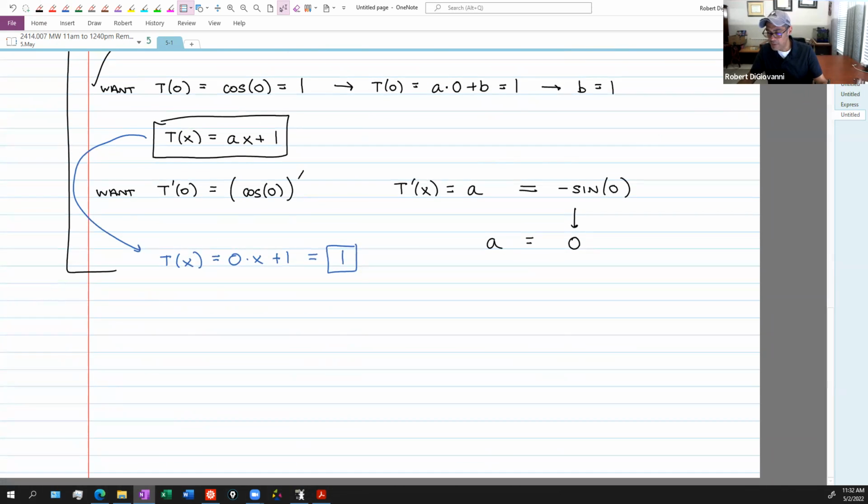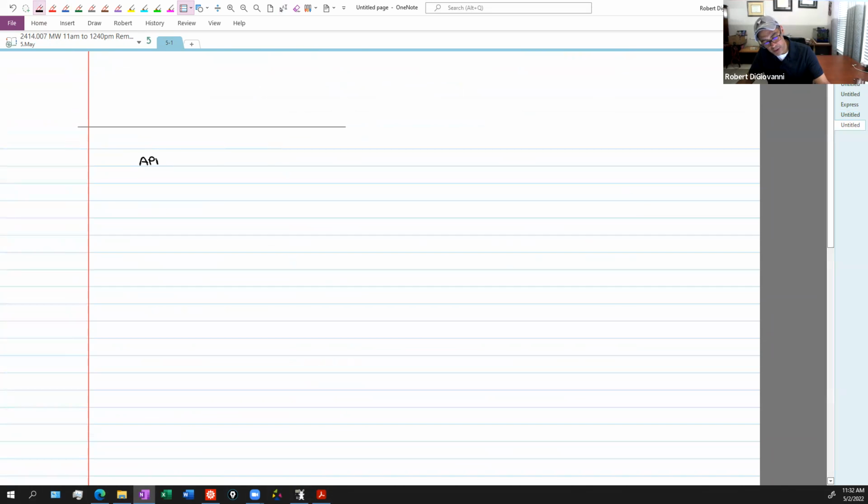But now let's approximate with a quadratic, which would look like this, ax squared plus bx plus c. The first thing we want is that when we plug zero into this function, it better be equal to cosine of zero, which is one, right? So we want them to both pass through the same point. So t of zero is just c, isn't it? If I plug zero into this, and then we know that that must be equal to one.